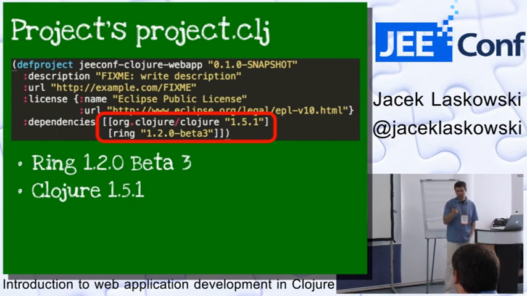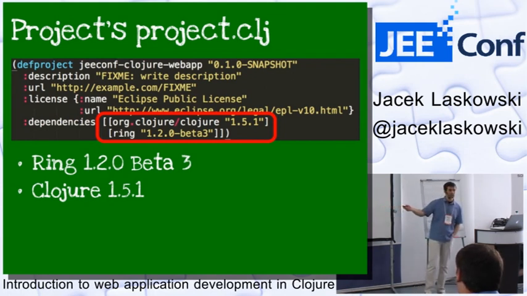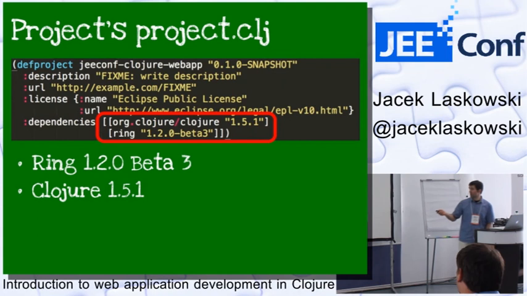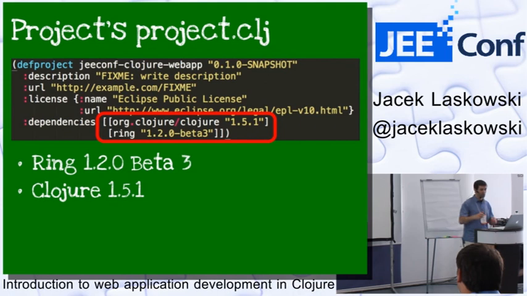I just added Clojure 1.5.1, which is the latest version of Clojure. Plus, I added the dependency on Ring. So for now, our project depends on Clojure and Ring. That's all.